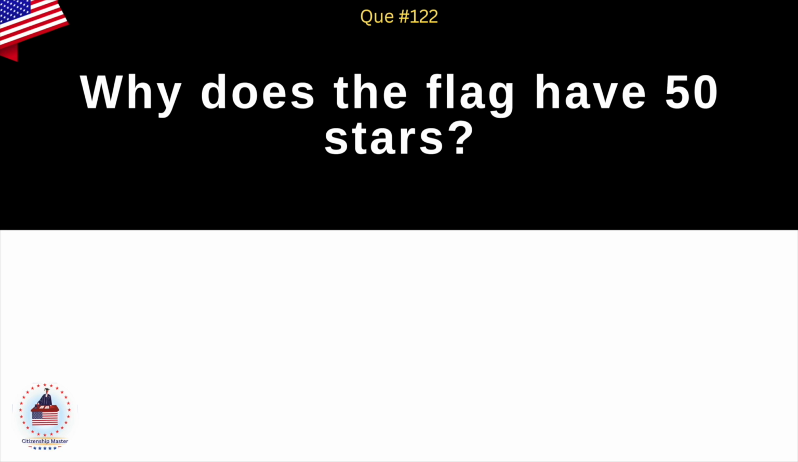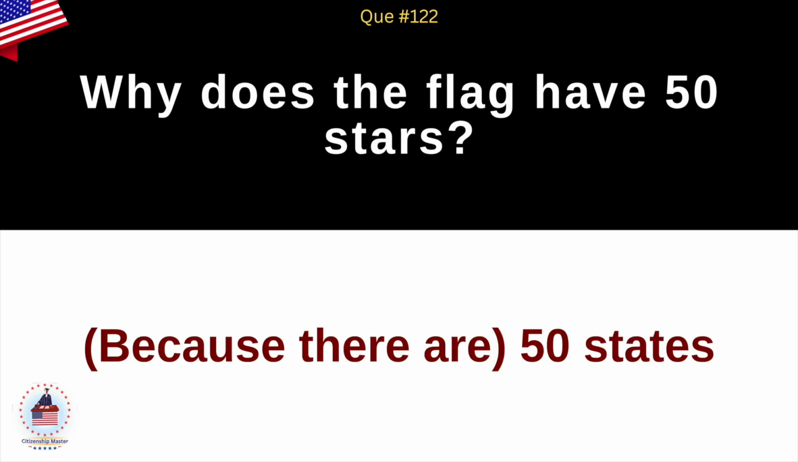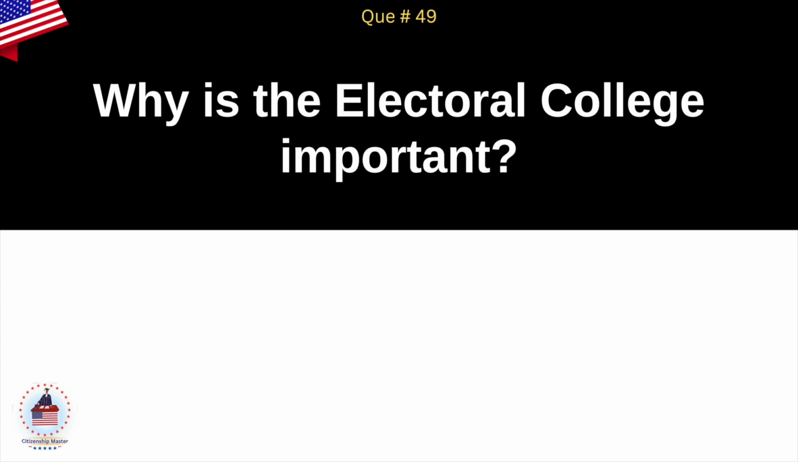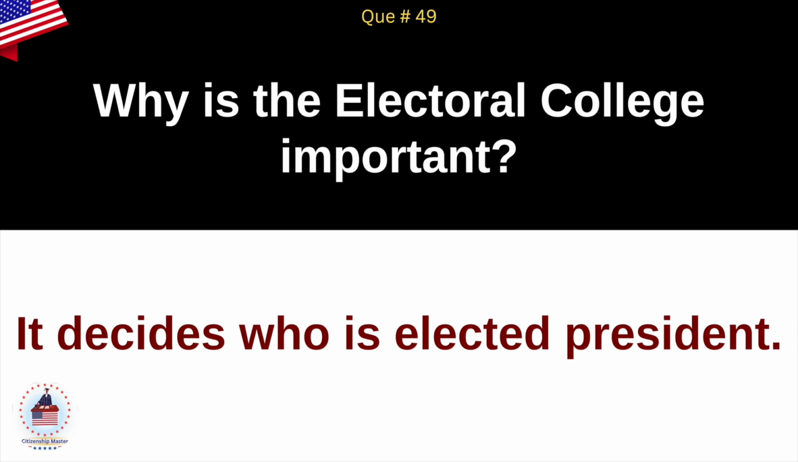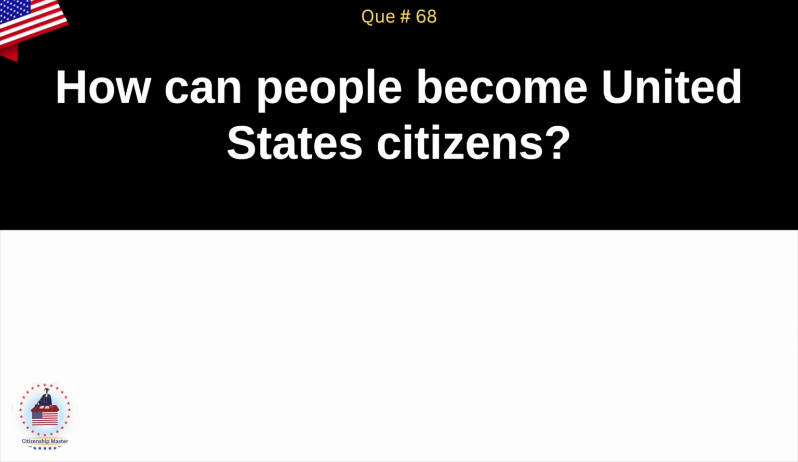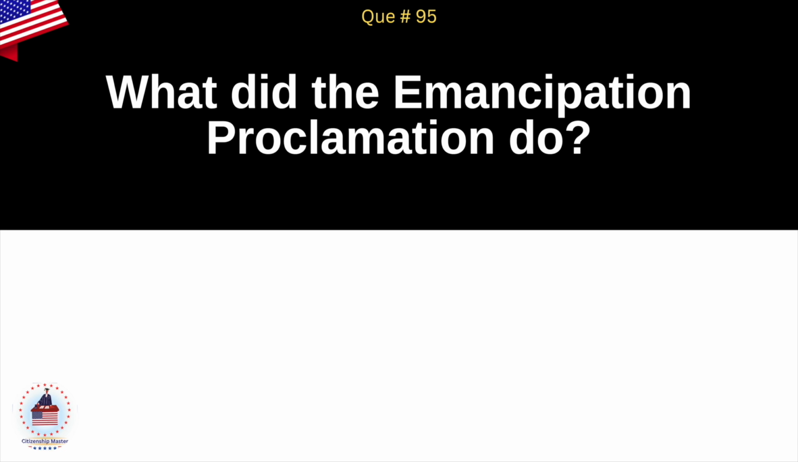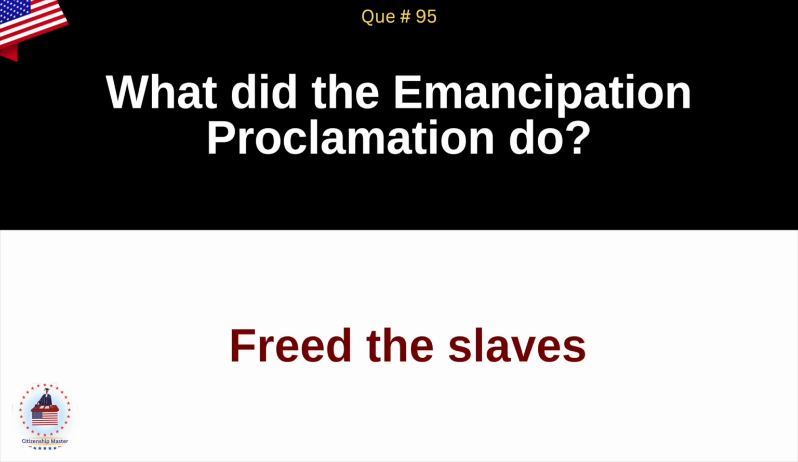Why does the flag have 50 stars? Because there are 50 states. Why is the Electoral College important? It decides who is elected president. How can people become United States citizens? Naturalize. What did the Emancipation Proclamation do? Freed the slaves.